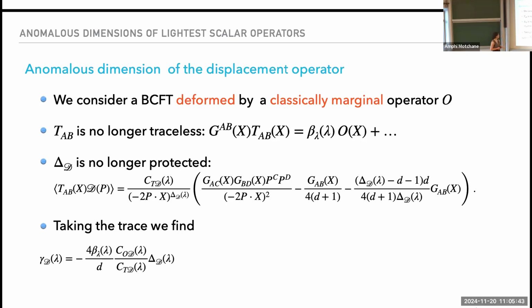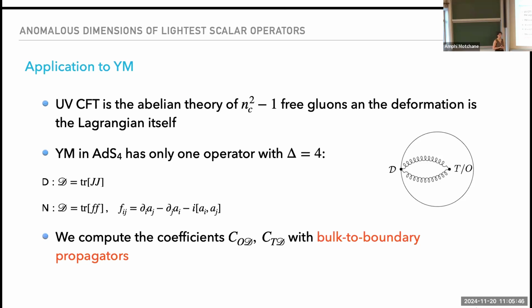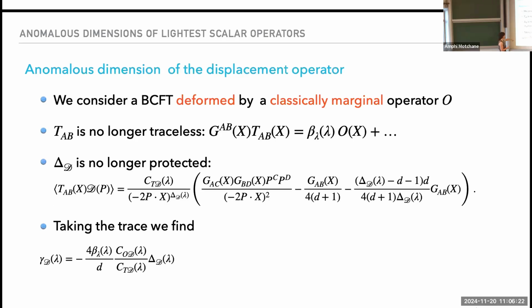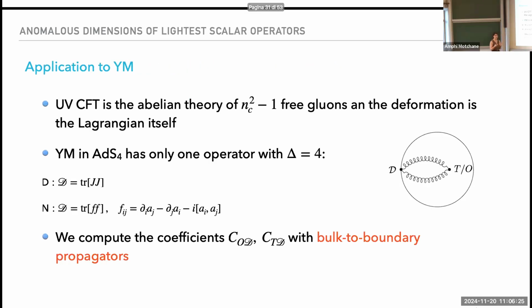Okay, so how to apply all these arguments to our situation? We start from a UV CFT, which is made by N_c squared minus 1 free gluons, and then we deform with the Lagrangian, turning on the gauge coupling. In this case, the marginal deformation is the Lagrangian itself. So again we can repeat all these arguments and find the anomalous dimension for the displacement operator.